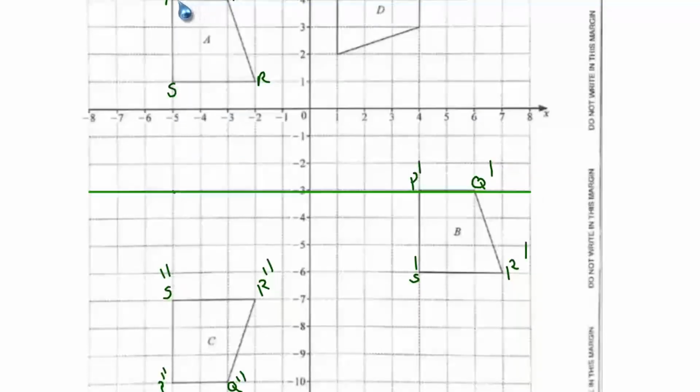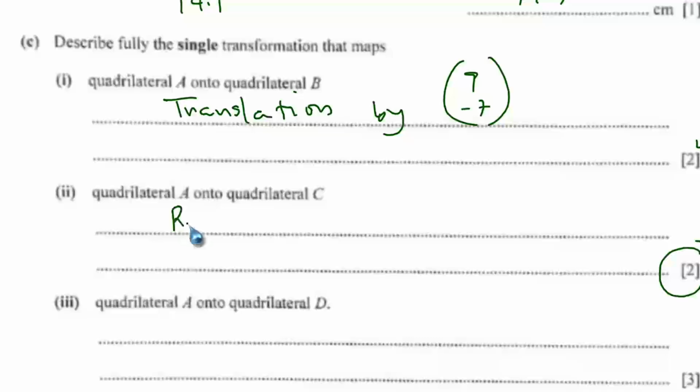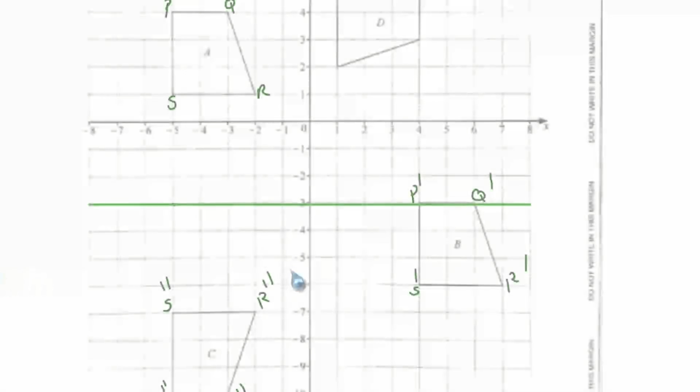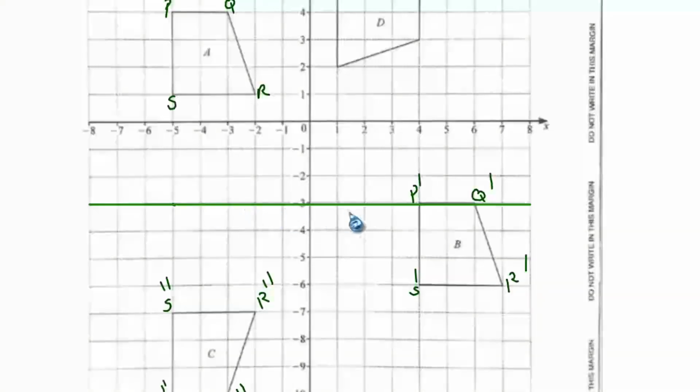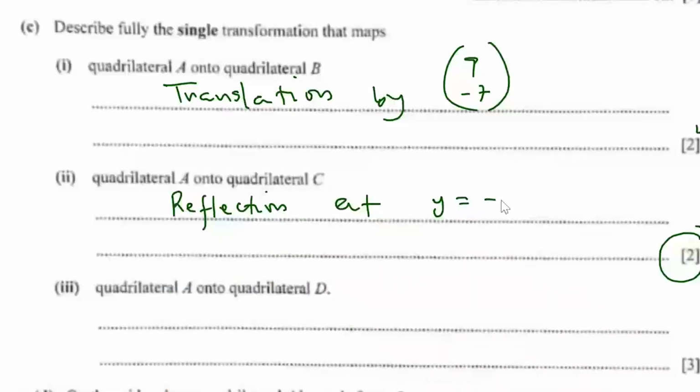Okay, and if you want to confirm with other points, let's say P and P prime, you have 1, 2, 3, 4, 5, 6, 7. So you should have 7 here too: 1, 2, 3, 4, 5, 6, 7. So that is what you should get here, so that is very correct. So reflection. Okay, so you can say at y equals negative 3. Let's check again. Yeah, so at y equals negative 3, that is the mirror line. Okay, y equals negative 3.